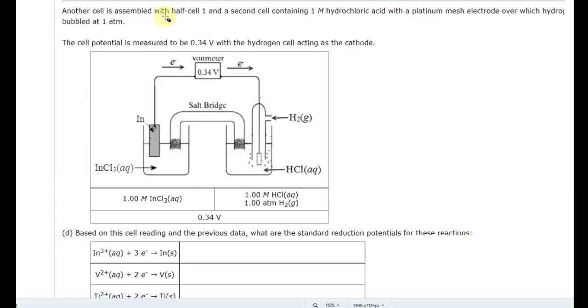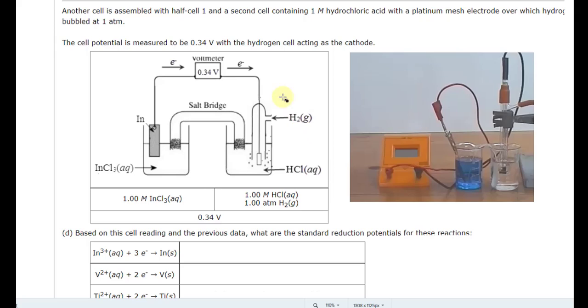So now we've got a fourth cell, a half cell 1, which is our old indium, that we're looking through our pane of video screen for, a half a gram, and a second cell containing hydrochloric acid with a platinum mesh electrode over which hydrogen is bubbled at 1 atmosphere. Here we've got a standard hydrogen cell. Hydrogen is critical in terms of voltages because it's considered the standard that everybody else compares themselves to.